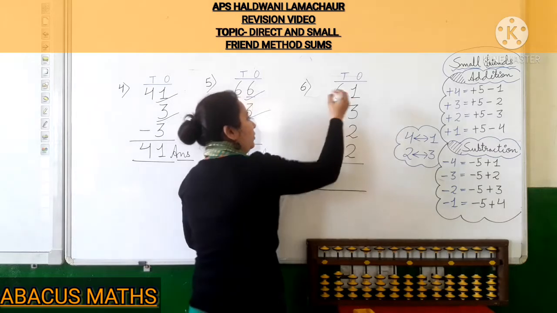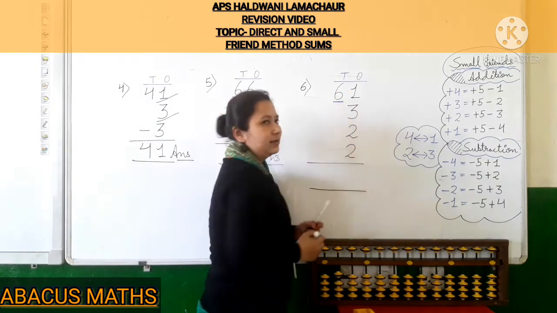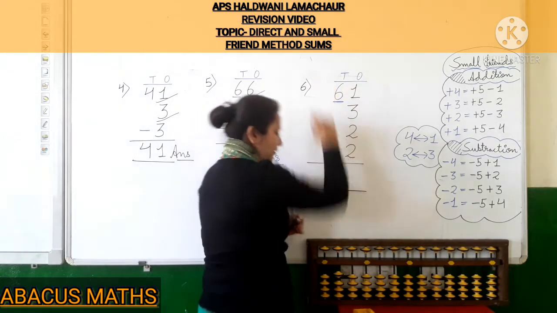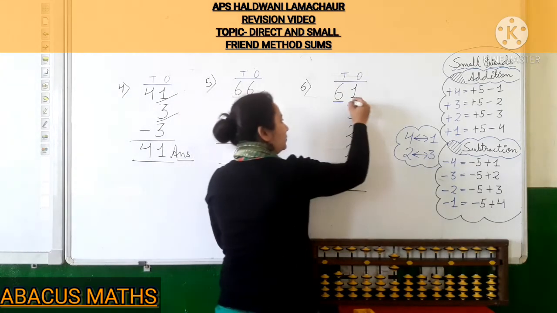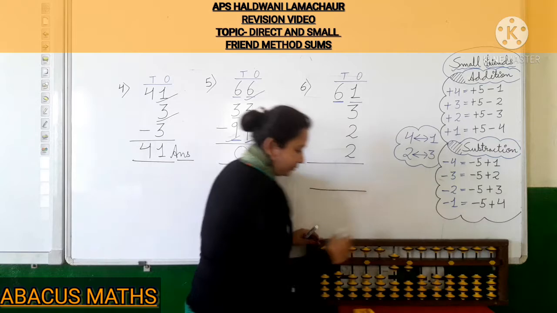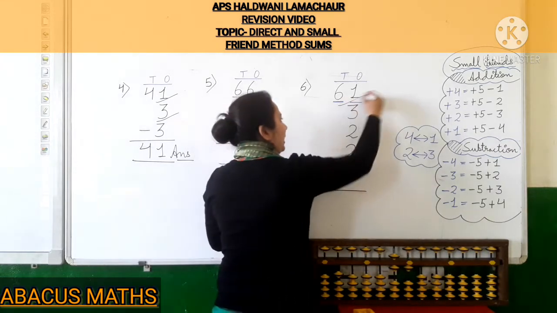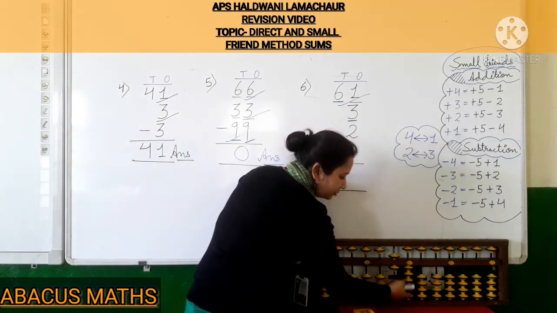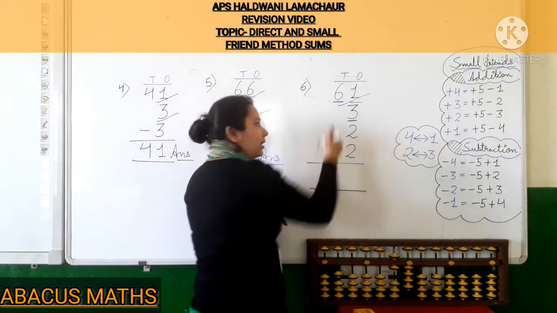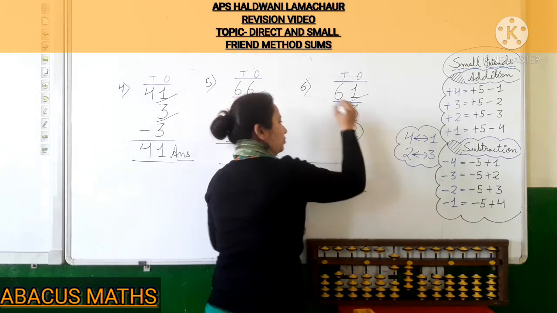Now let's start. First of all, 6. Add 6 in tens rod. 5, 6. Then add this 1 in ones rod. Add it. Now it's added. Now add this 3 in ones rod. 1, 2, 3. Add it. Now next you have to add this 2.